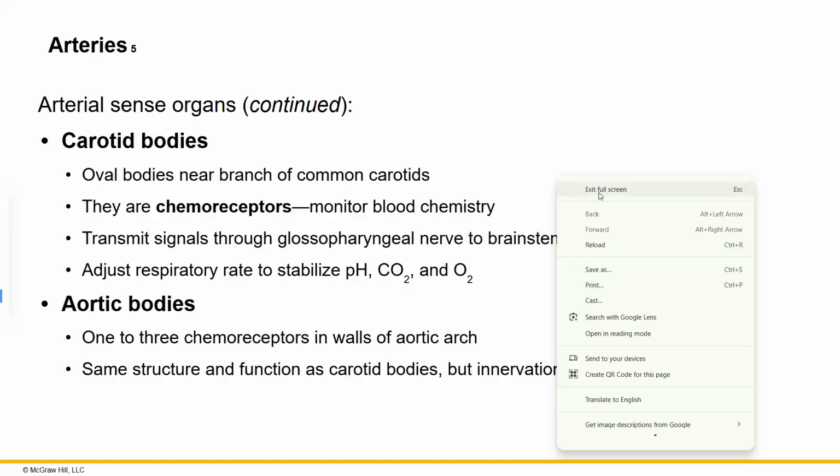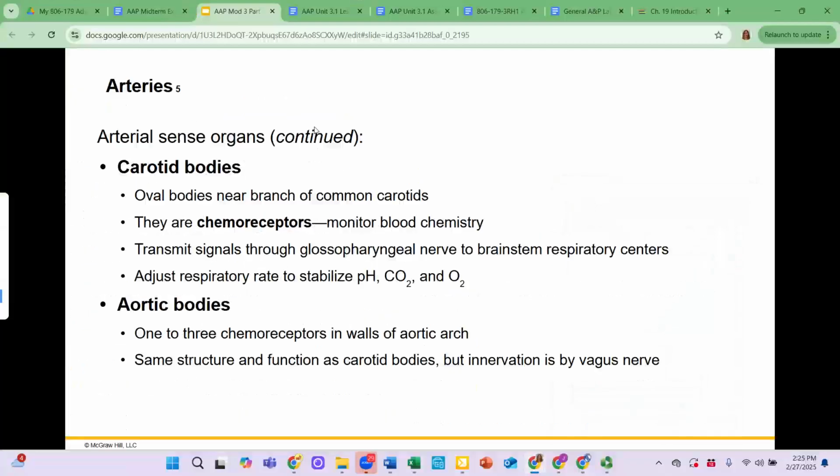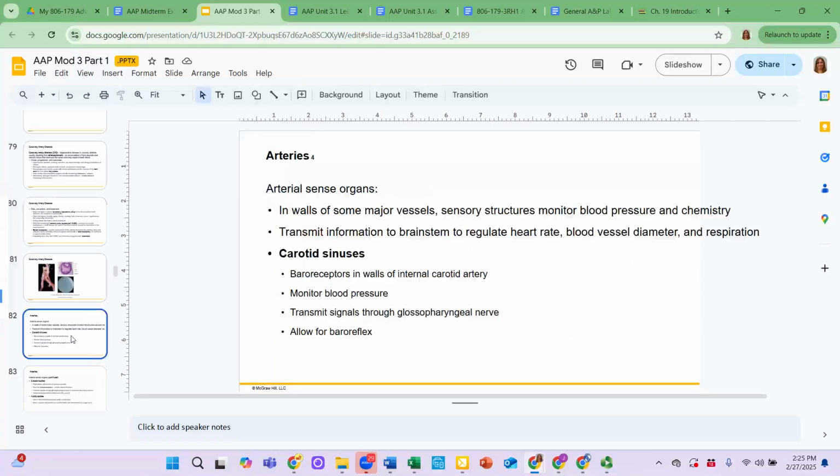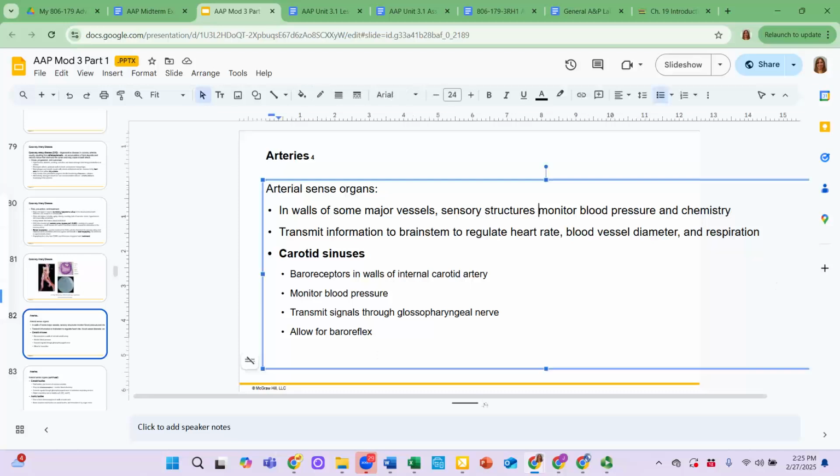Sorry about that. Let me fix the view because it looks like it's running off the page.